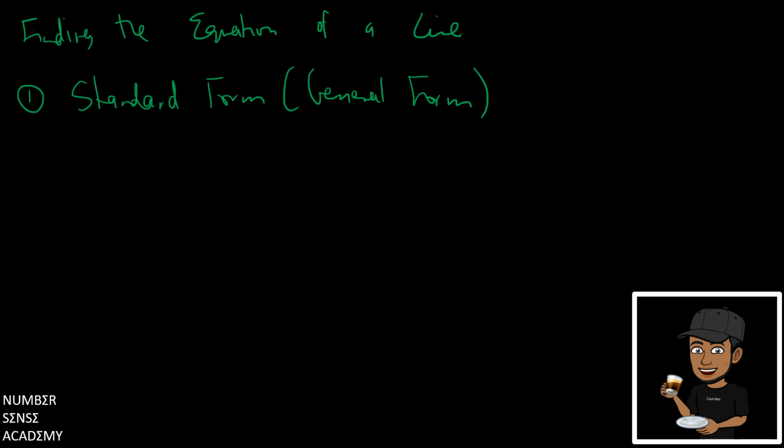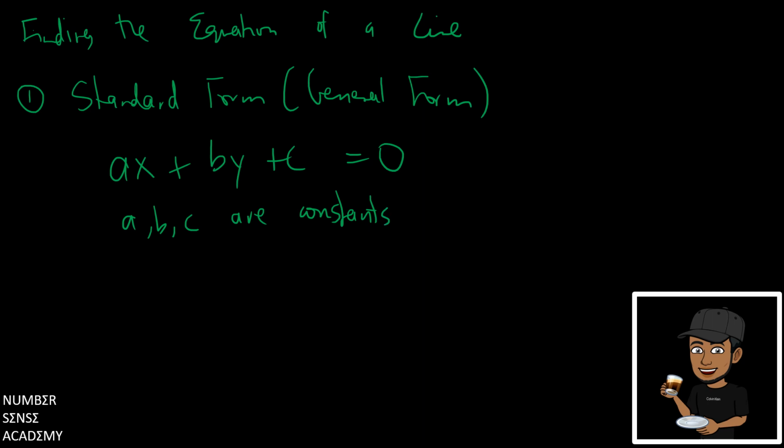Remember, the general form is just ax plus by plus c equals 0, where a, b, and c are constants. They could be real numbers. Okay, they can't be variables because if they're variables, then this is no longer a linear equation. So a, b, and c have to be constants. All right, so that's number one.